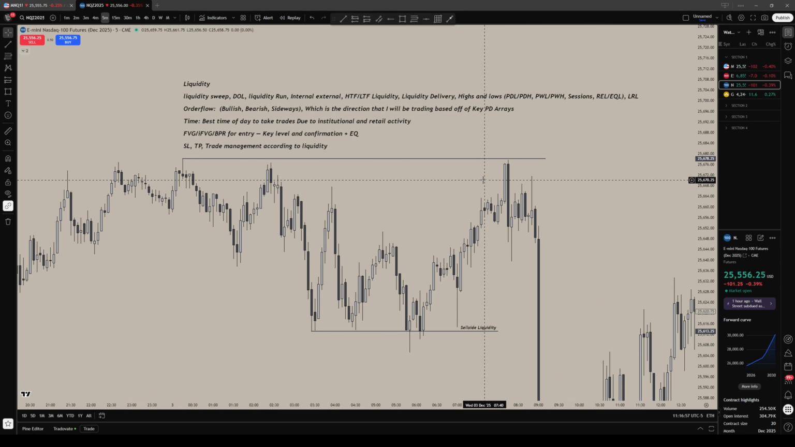It means that price has taken liquidity. A liquidity run is what I call when price takes liquidity and it keeps going. Why? Because I like to differentiate between them. Now we're going to internal, external range liquidity. As I said, liquidity sits above all of these highs.